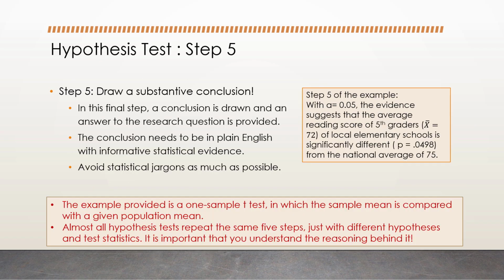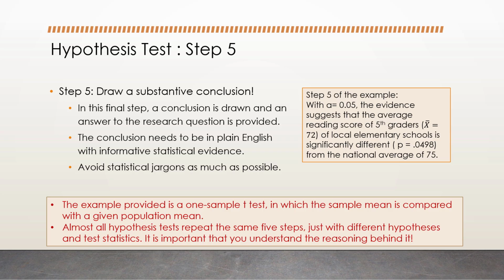Step 5. Draw a conclusion. The final step is to state the conclusion in plain English with supporting evidence, but avoiding jargon. For our example, we may conclude, with alpha equals 0.05, the evidence suggests that the average reading score of fifth graders, x bar equals 72, in local schools is significantly different, with p equals 0.0498, from the national average of 75.